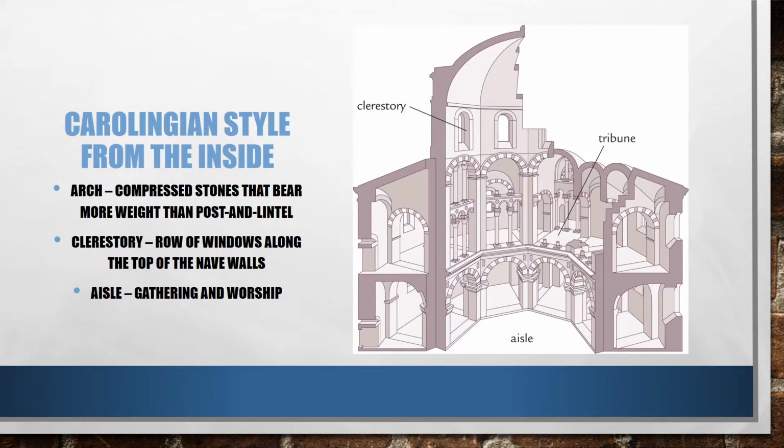Now let's talk about the Carolingian style from the inside. The arch is a crucial element to the structures throughout the ages. Developed from the Roman architects, the arch was used for more daring construction.